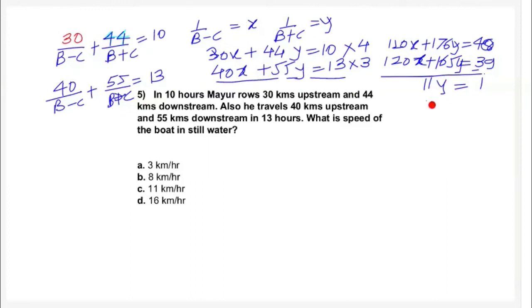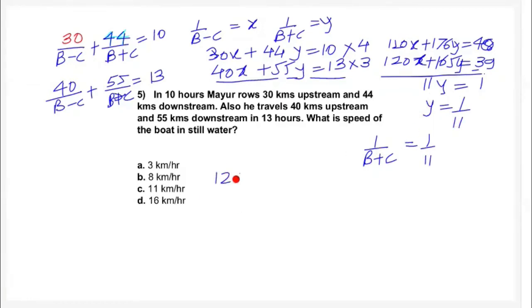So y is equal to 1 upon 11. But what is y? 1 upon B plus C is equal to 1 upon 11. Same way, we'll find out x, since we know y is 1 upon 11.